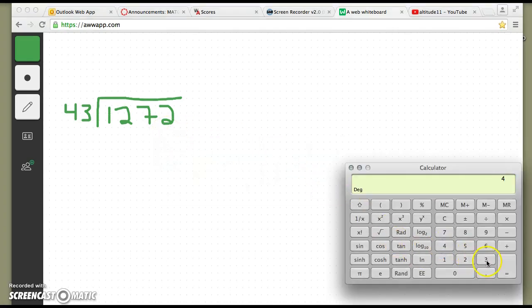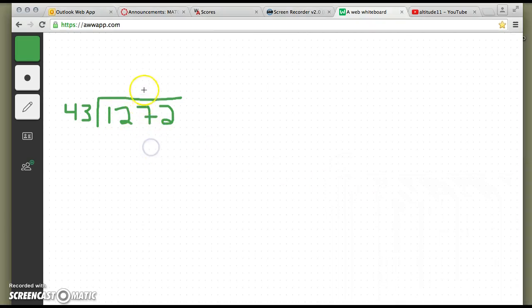So let's say that our first guess is maybe it's 2 times. So what's 43 times 2? So 43 times 2 is 86, and that is a number that is smaller than 127. So 43 does go into 127 2 times. Let's see if 43 goes into 127 3 times. 43 times 3. That is 129. So notice that 129 is too large. So that means that our first guess of 2 was correct. So 43 goes into 127 2 times.